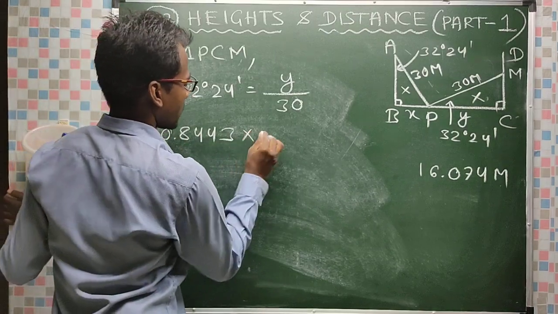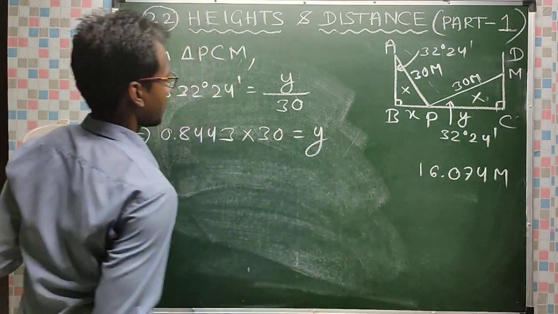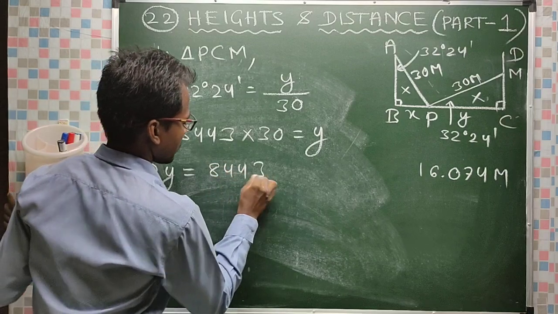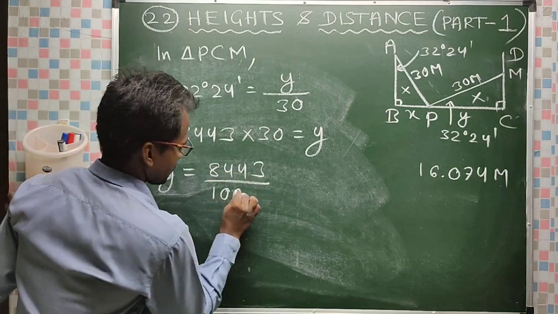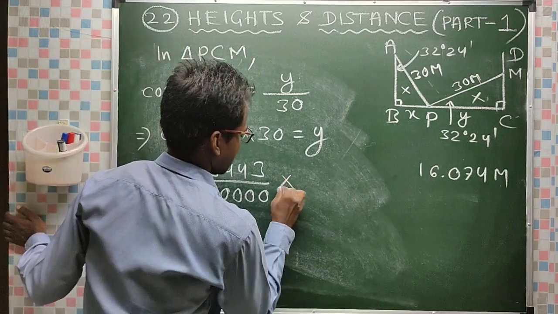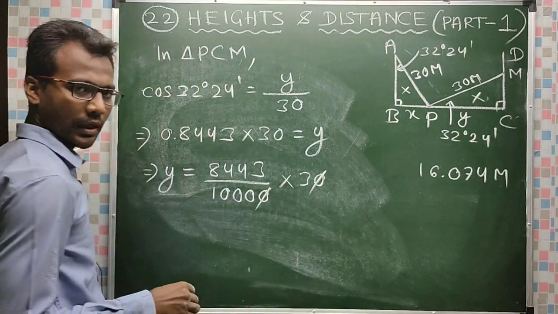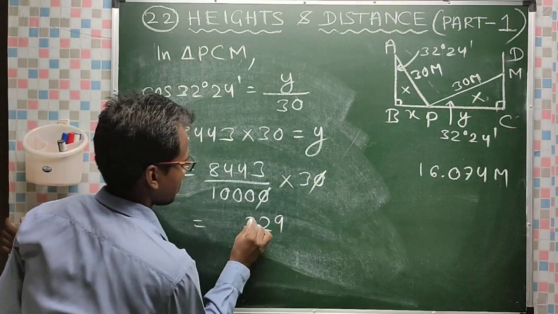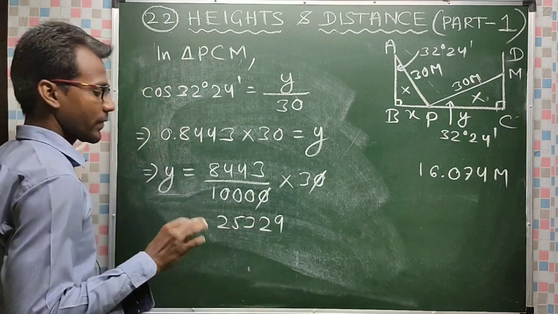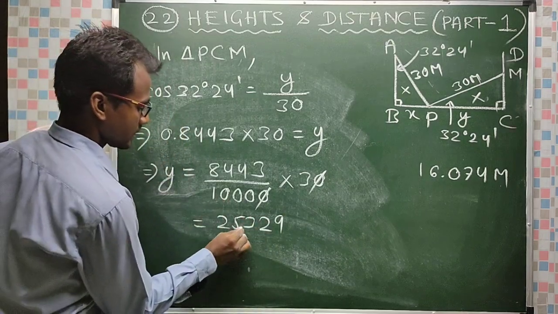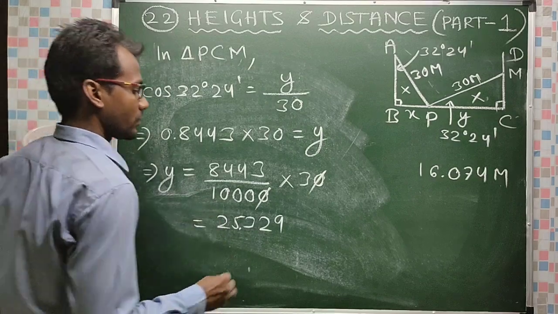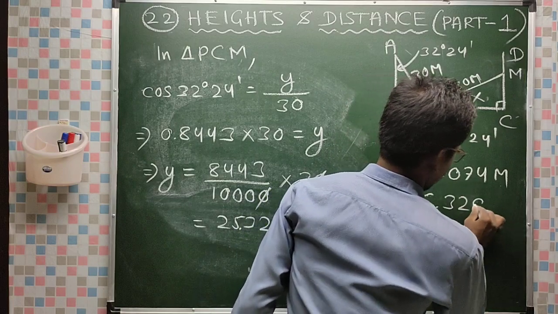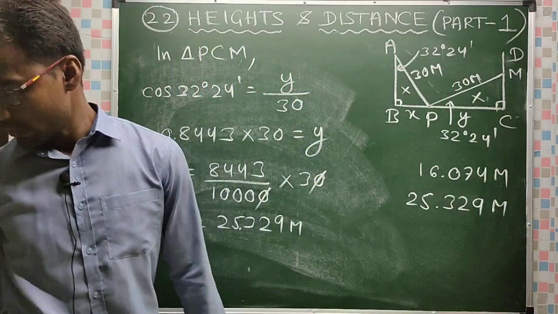Okay, 0.8443 into 30 is equal to Y, or Y is equal to 8443 by 10,000 into 30. 0 0 cancel. This is 9, 12, 13, 25. 25329 by 1000 means 25.329 meters. Okay.